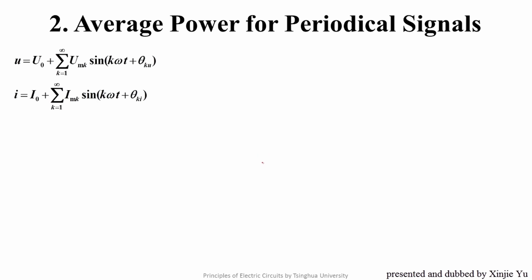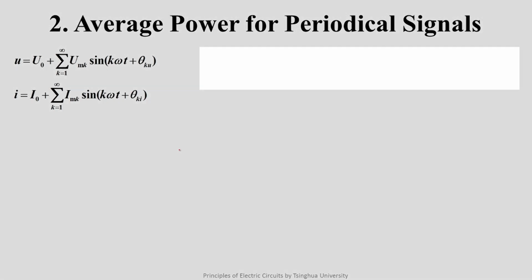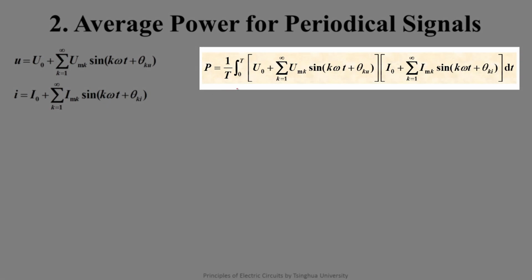Next, let's discuss the average power of periodic signals. We suppose the voltage and the current of one component are with associated reference directions, and they have been expanded into the sum of DC and every harmonic wave by Fourier series. According to the definition of the average power, it equals the integral of the instantaneous power in one fundamental wave period over the fundamental wave period.